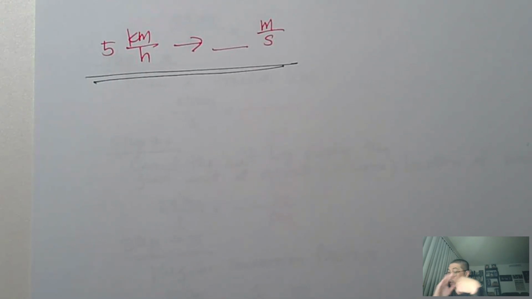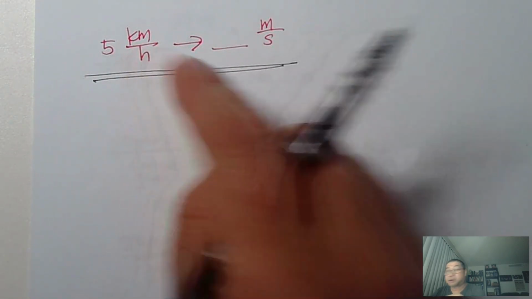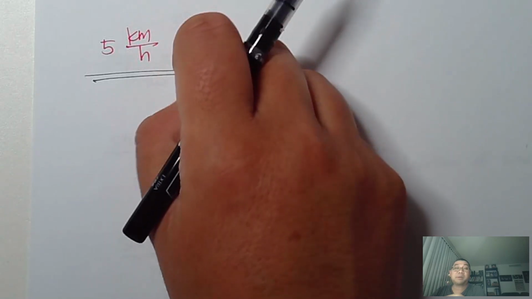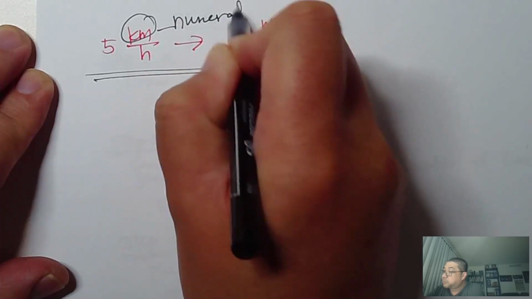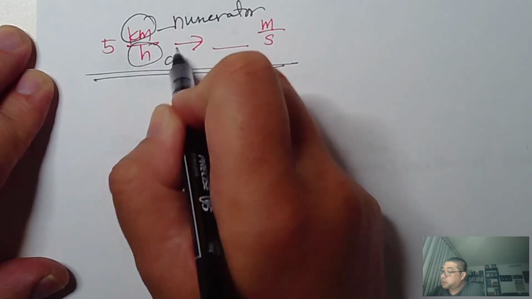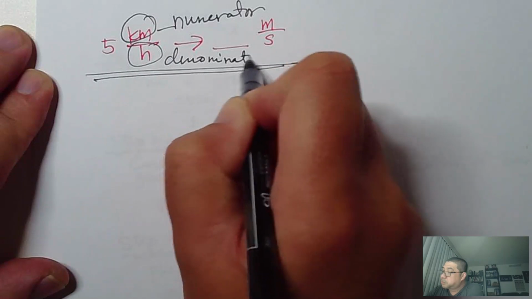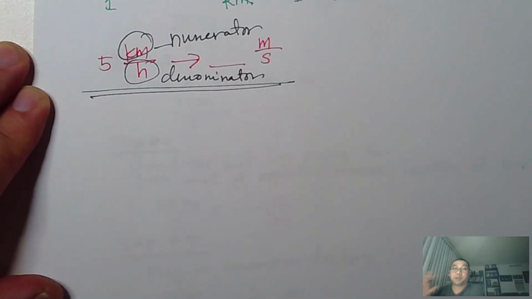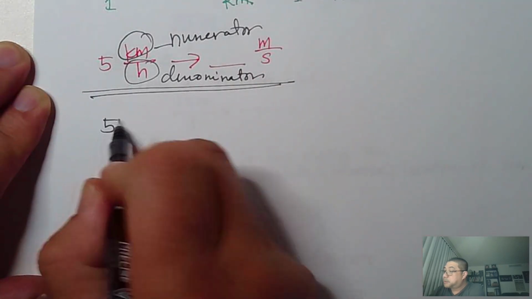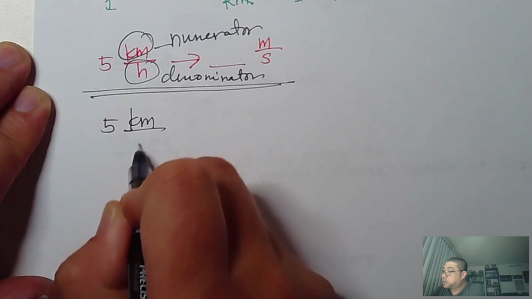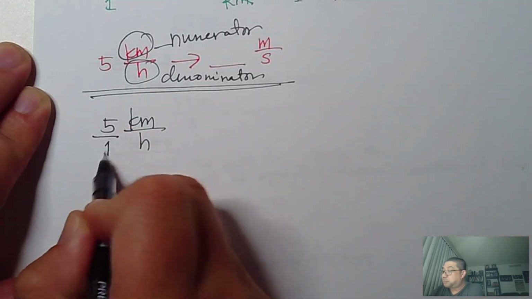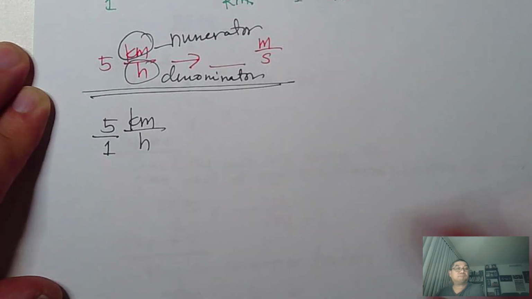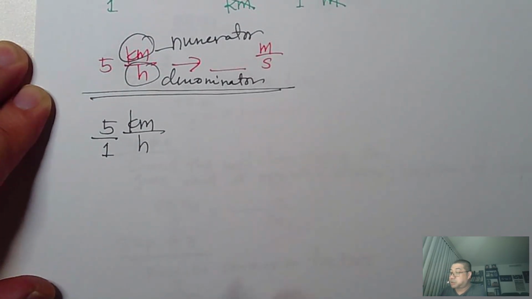Okay, so step 1, let's copy the given and change it to a fraction. If you notice, the unit is already in fraction form. Numerator is kilometers, denominator is hours, so this is our numerator and this is the denominator. So let's convert this. So 5 kilometers per hour. So we can just extend it to 1, because if you multiply 1 times h, that's 1h or just h.